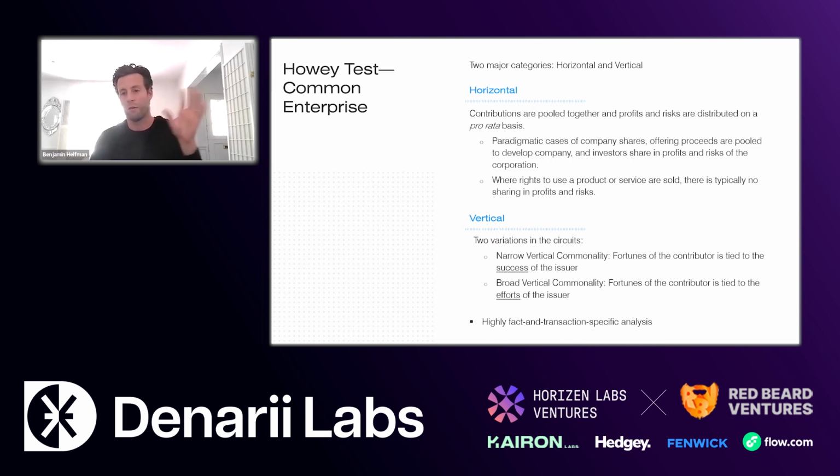Really quickly, vertical, there are a couple of different flavors, but if the core dev team keeps some of the tokens on its balance sheet or otherwise has exposure to the tokens and the token holders do as well, then that typically satisfies the vertical category of common enterprise.